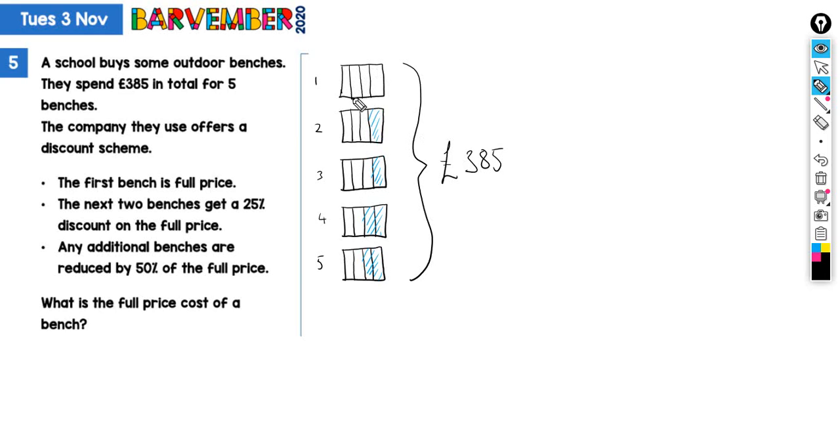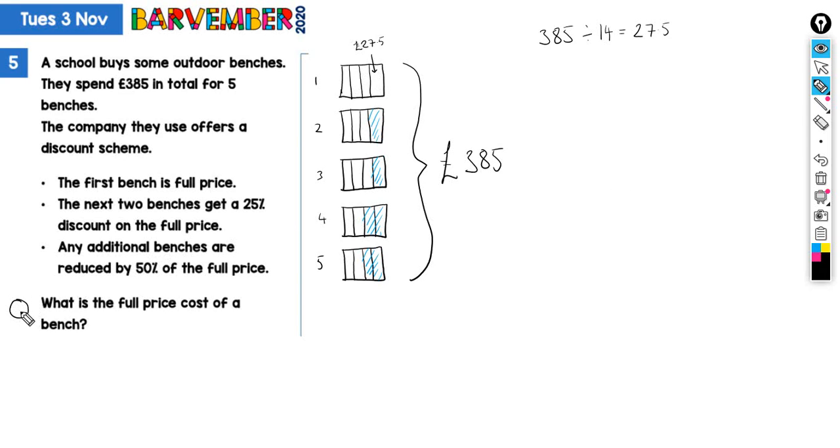So how many is that? That's 4, 7, 10, 12, 14. So there are 14 of these evenly sized units, making up the 385. So if we do 385 divided by 14, that gives us 27.5. That tells us the value of each of these units is £27.50.